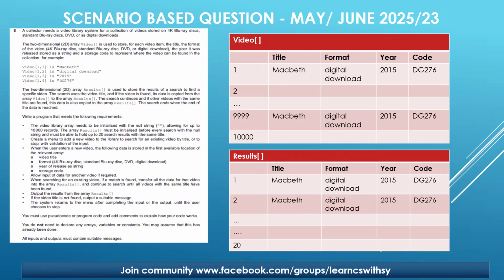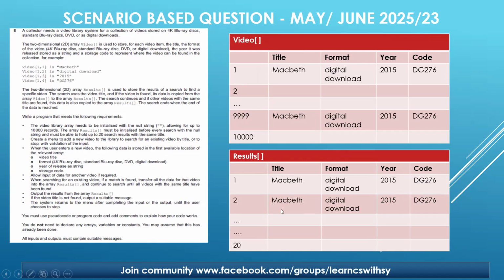The 2D array results is used to store the results of a search to find a specific video. The search uses the video title, and if the video is found, its data is copied from the array video to the array results. Now, in order to understand this, what is happening? First thing is some data is stored in the array, and we are asked to search for a particular title. And if the title is found in the video array, then all those videos which are containing the set title will be copied from the video array to the results array.